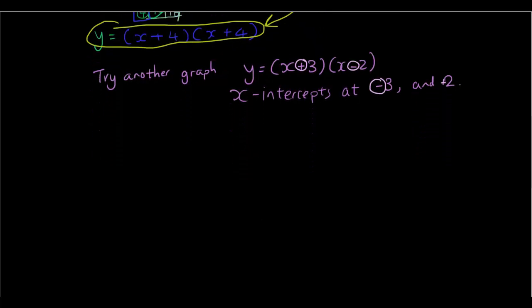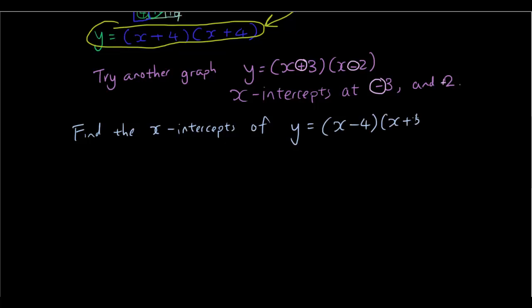So if I give you an equation, so let's say find the x-intercepts of y equals x minus 4, x plus 5. You can tell me straight away, x-intercepts are at positive 4 and negative 5.